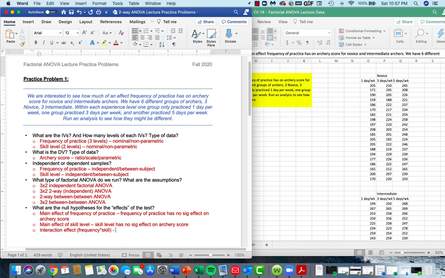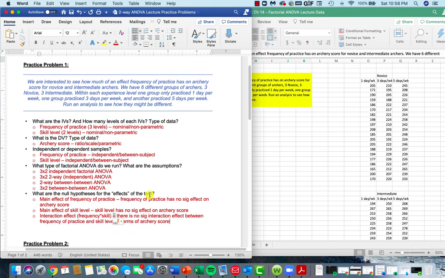In terms of the interaction effect, we would say that, and you can order this in any way that you want to, or maybe the better way to put this is there is no significant interaction effect between frequency of practice and skill level in terms of archery score. Okay, and we dive into this interaction effect when we start looking at our post hoc tests.